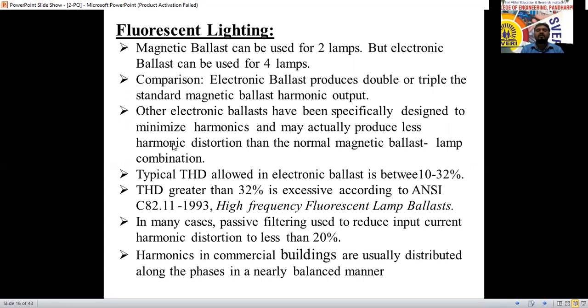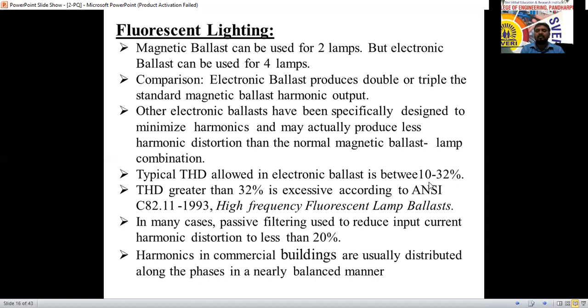Typically the total harmonic distortion, that is called THD, allowed in an electronic ballast is between 10 to 32%. It should not be greater than 32%. Above that is called excessive according to the American National Standards Institute. If it is up to 32%, it is okay. If the total harmonic distortion is more than 32%, that is excessive.